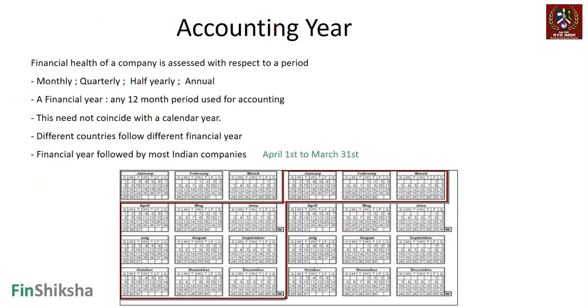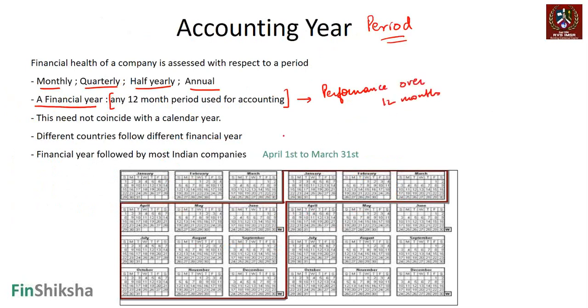Now, looking at the concept of the accounting year, when we said we are looking at data for a particular period, this period could be monthly, quarterly meaning 3 months, half yearly meaning 6 months, or annual, which is 12 months. The term used is financial year. A financial year is any 12-month period used for accounting. Typically, you consider the performance of the company over 12 months. That is what is called the financial year.